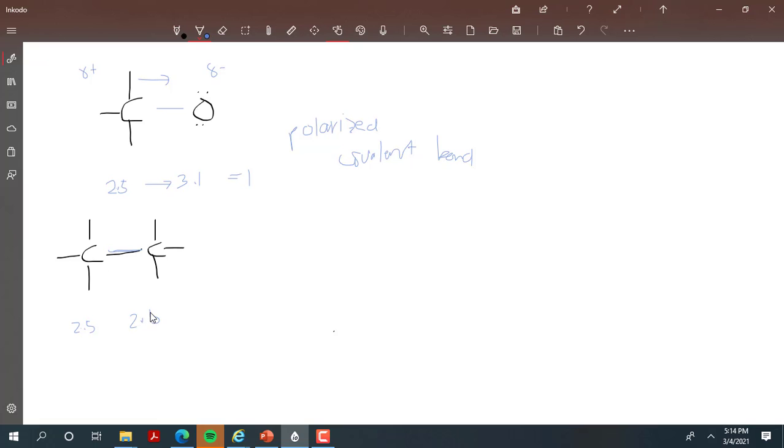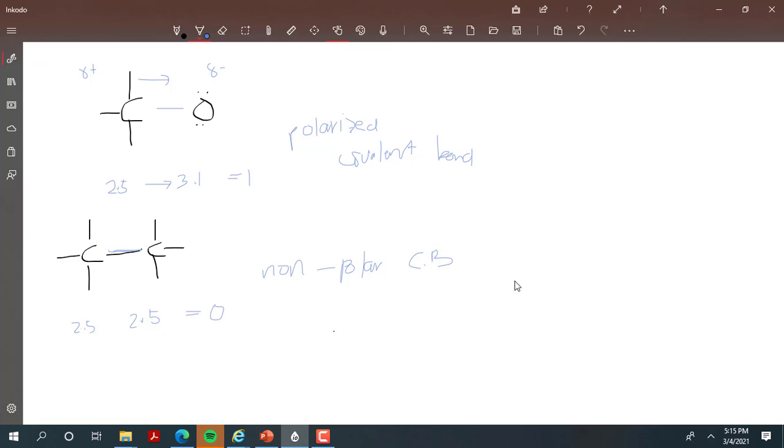So 2.5, and if we take the difference, as you see, this is 0. Neither carbon steals the bonding electrons from the other, because both carbons have the same EN of 2.5. For this instance, we call this a non-polar covalent bond, or non-polarized covalent bond. I'll abbreviate covalent bond as CB. So this is what we call non-polar covalent bonding.